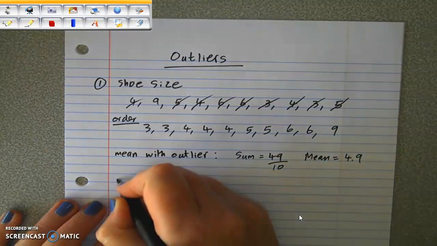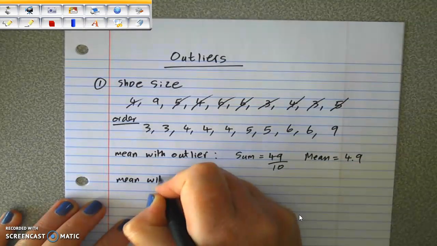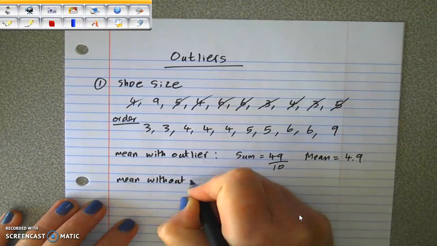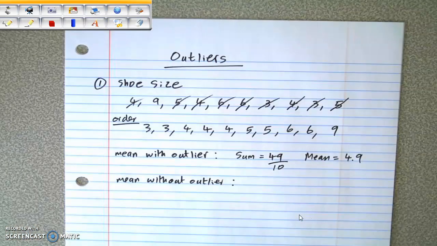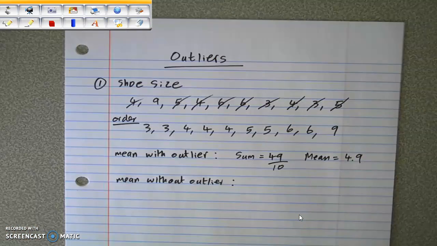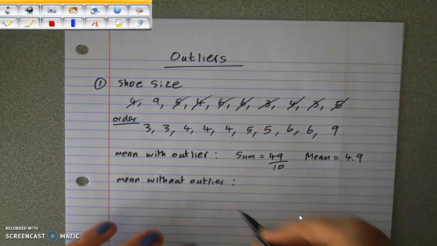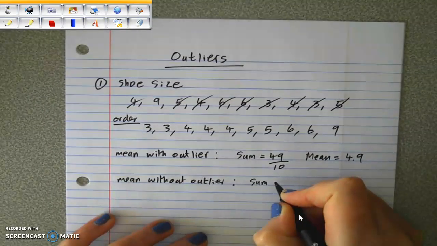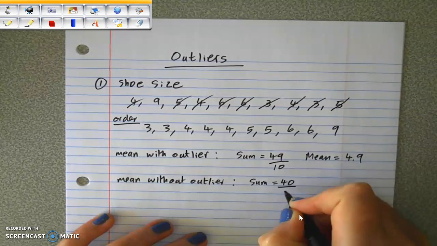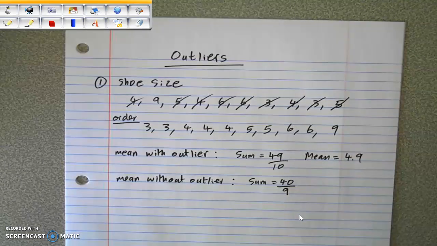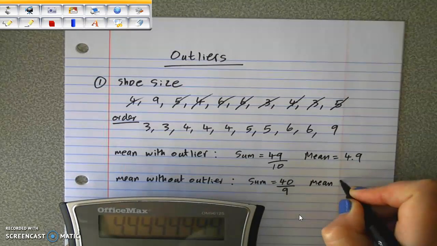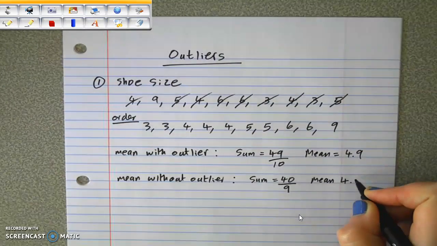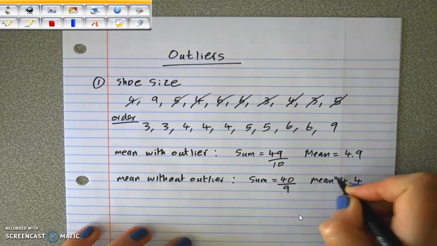Now, if we take the outlier out, so just pretend the outlier is not there, don't include the 9. So if we add them up without the 9, we get a sum of 40. And this time, be careful, you're dividing by 9. So 40 divided by 9, the mean is now 4.4 recurring. So we'll just call it 4.4.